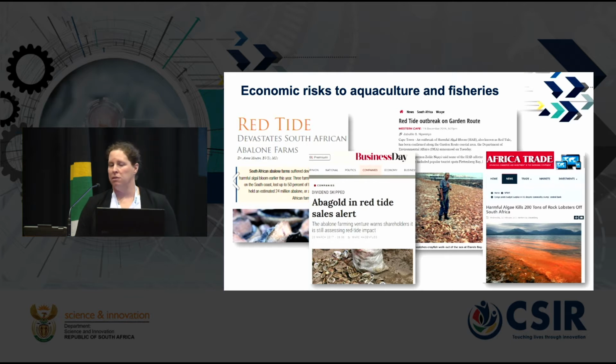Unfortunately, these harmful algal blooms pose a lot of economic risk to the aquaculture industry in South Africa. For instance, a harmful algal bloom that hit Hermanus in 2017 caused approximately 70 million rand worth of damage and losses to the abalone industry. So as you can imagine, there is a lot of interest from abalone farmers, or from aquaculture farmers in general, in monitoring these types of events.